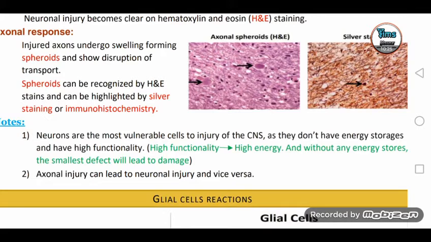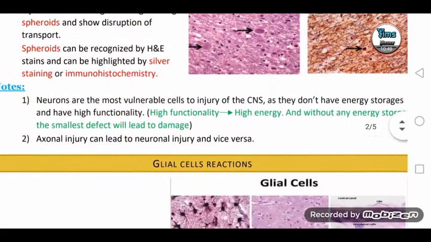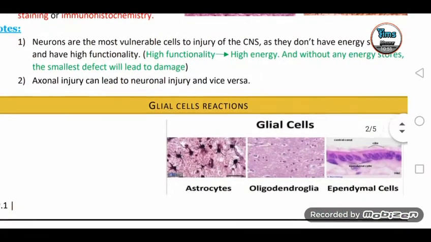Okay? Number 2, axonal injury can lead to neuronal injury and vice versa. When the axon is injured, the injury can move to the cell body as a consequence of the axonal injury, and vice versa. If one of them is injured, the other one will be injured as well. Okay. Now we're done with the neurons.